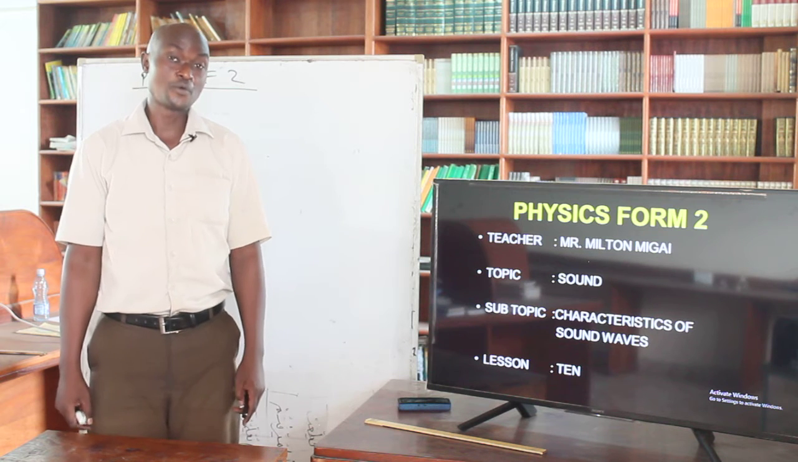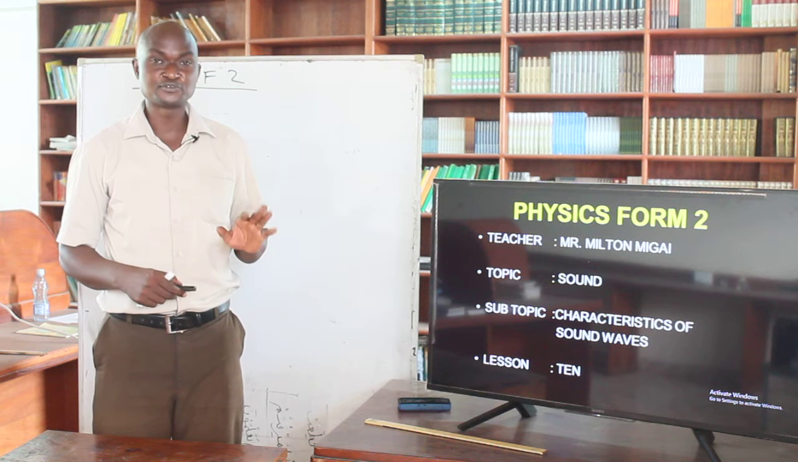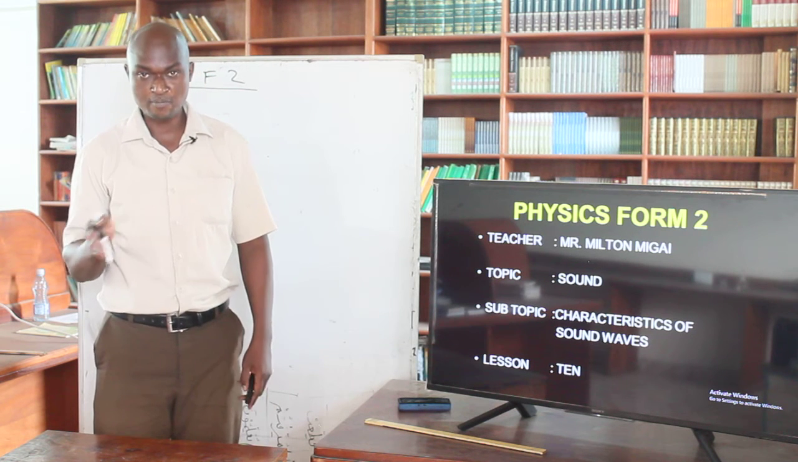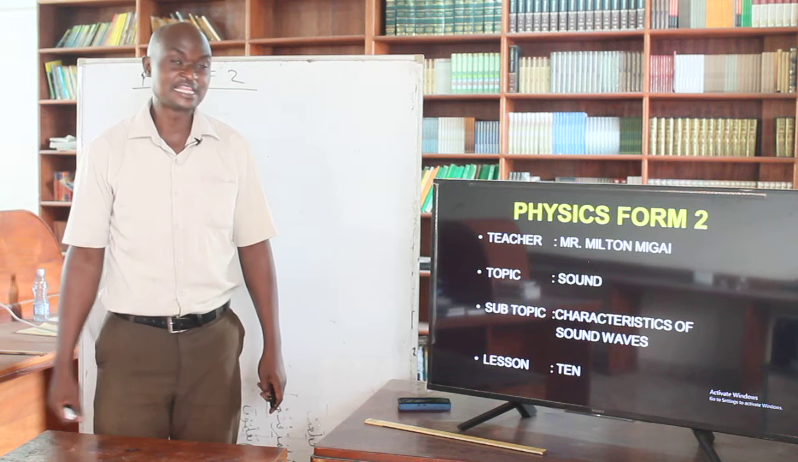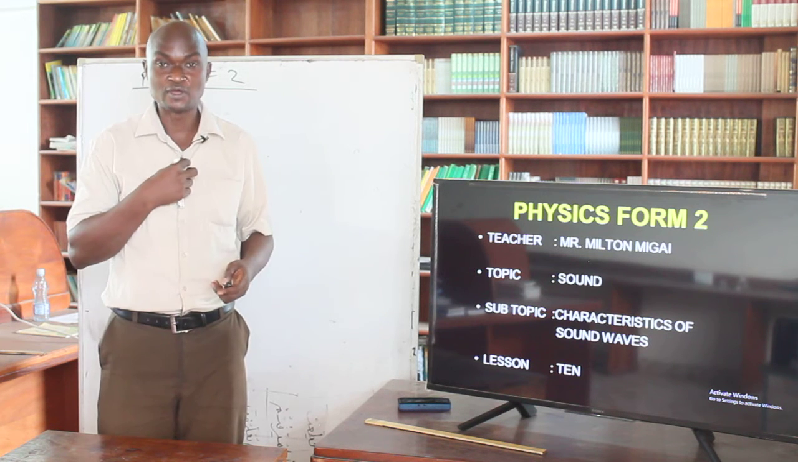In our last lesson, we were looking at waves. We discussed what waves were, the two main types of what we call mechanical waves, the longitudinal waves and transverse waves, their properties and all that. Then we looked at the wave equation and how to work out mathematical concepts related to waves.